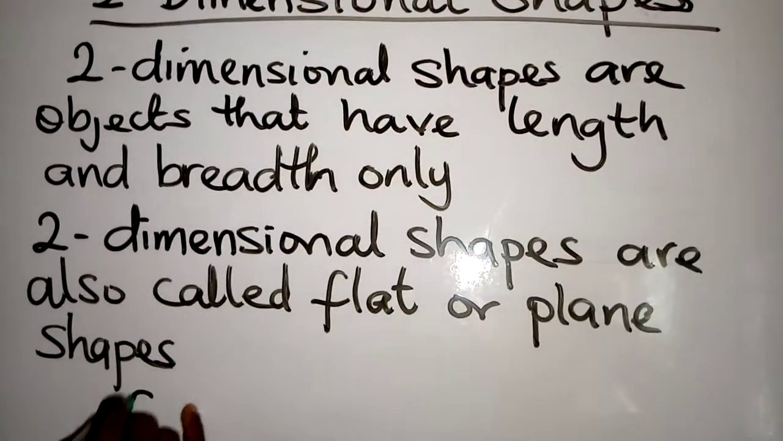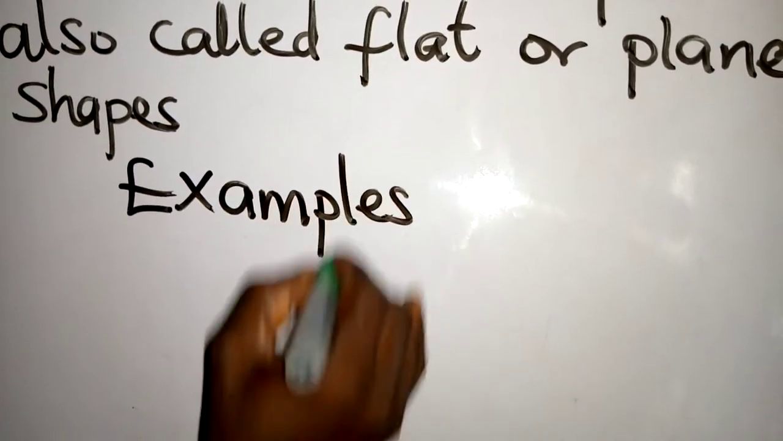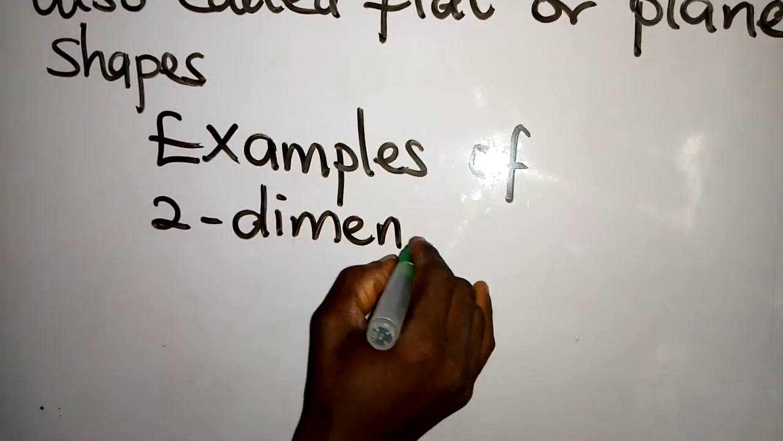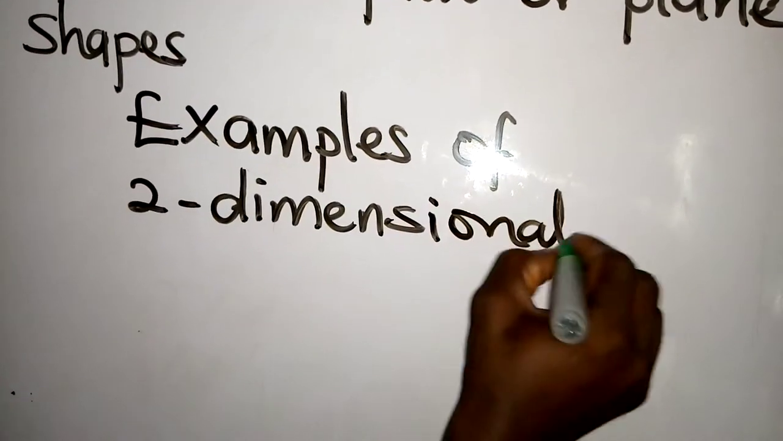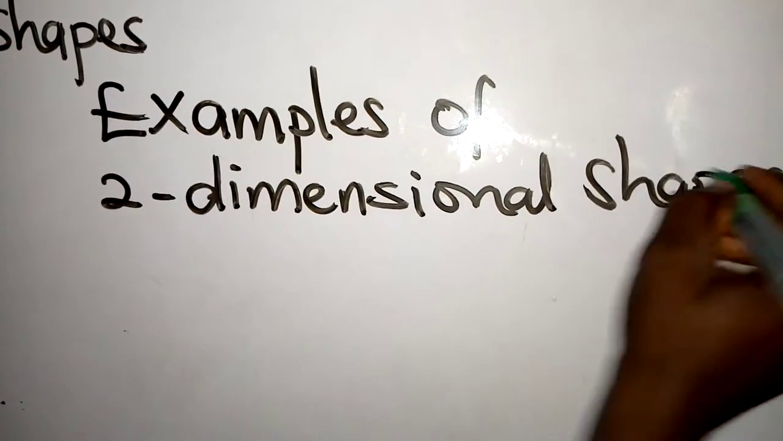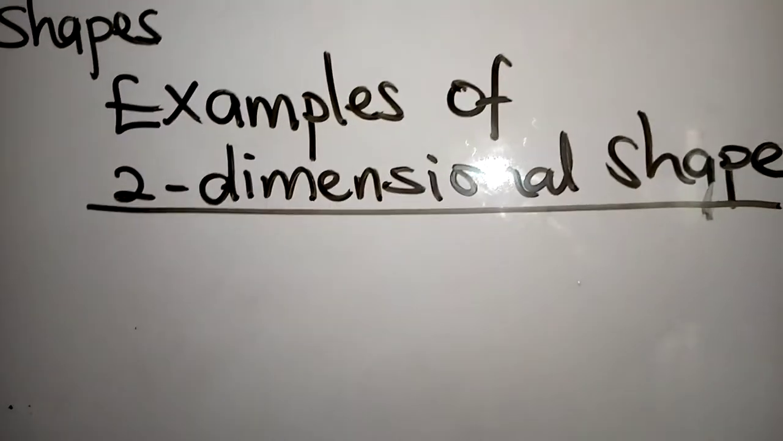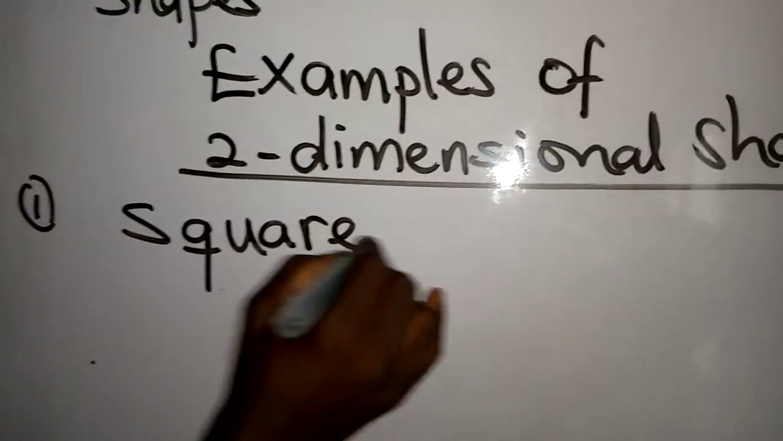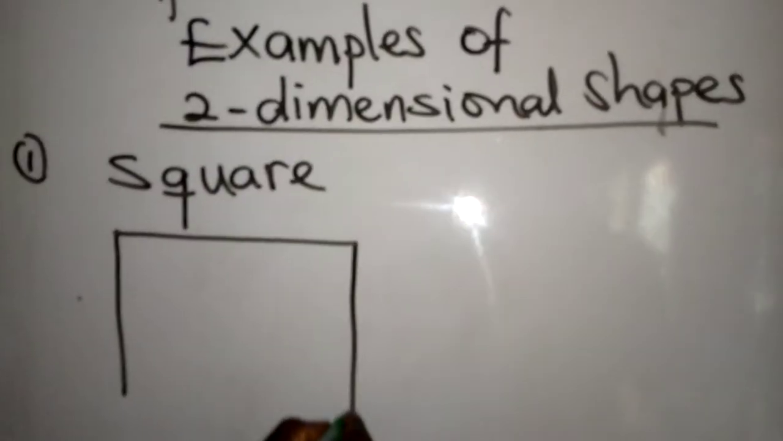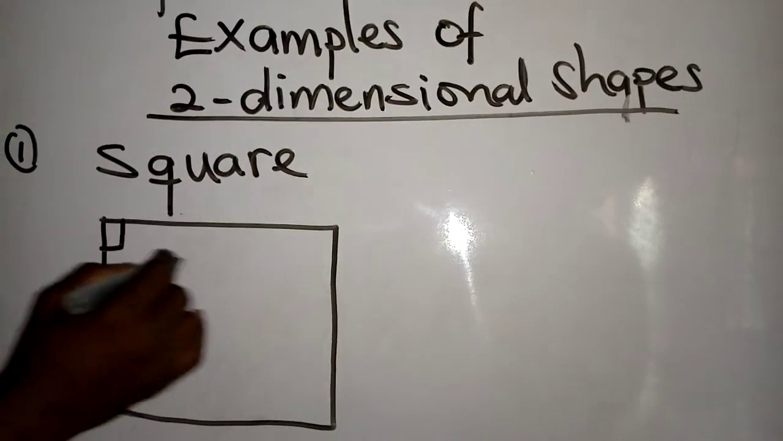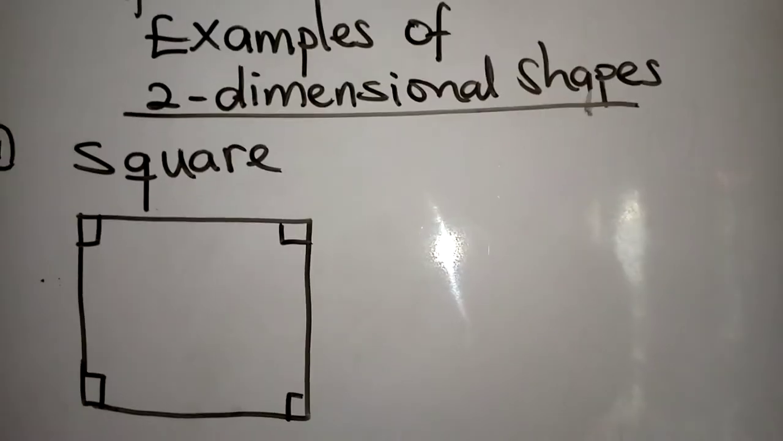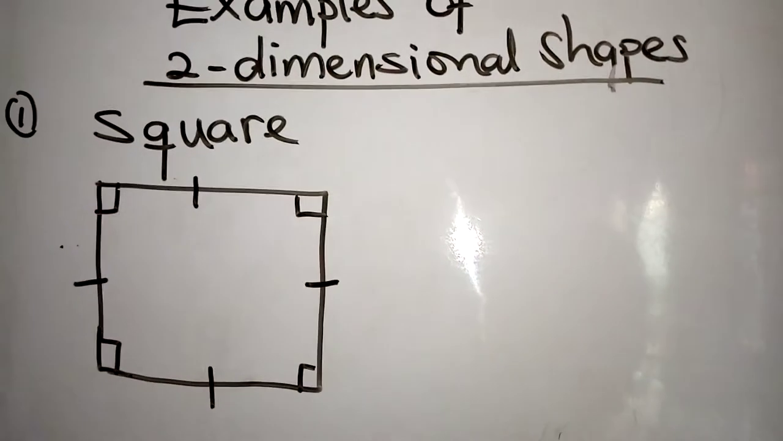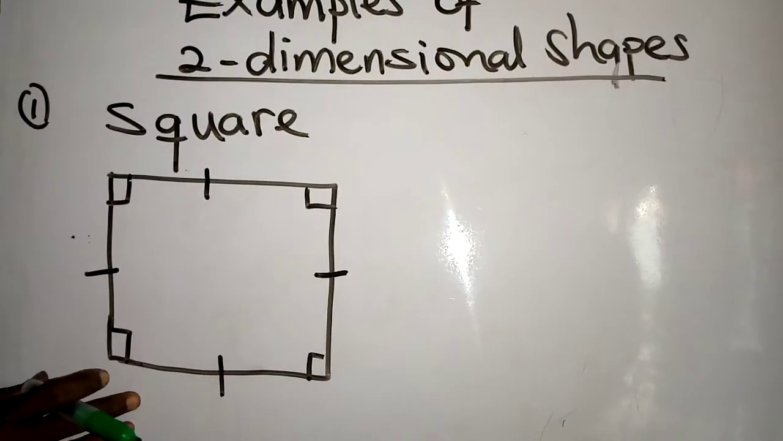For example, examples of two-dimensional shapes. One, we have the square. A square is a shape that has four sides. You can see the sides. And all four sides of a square are equal in length.